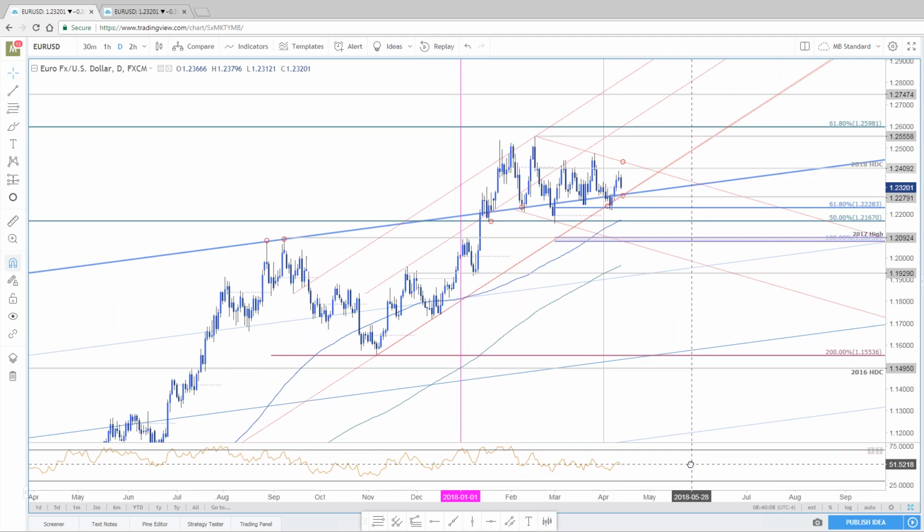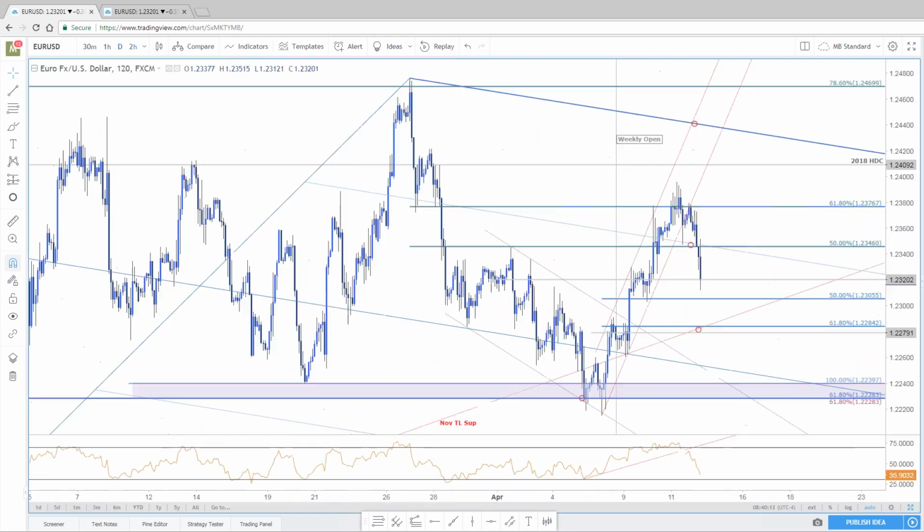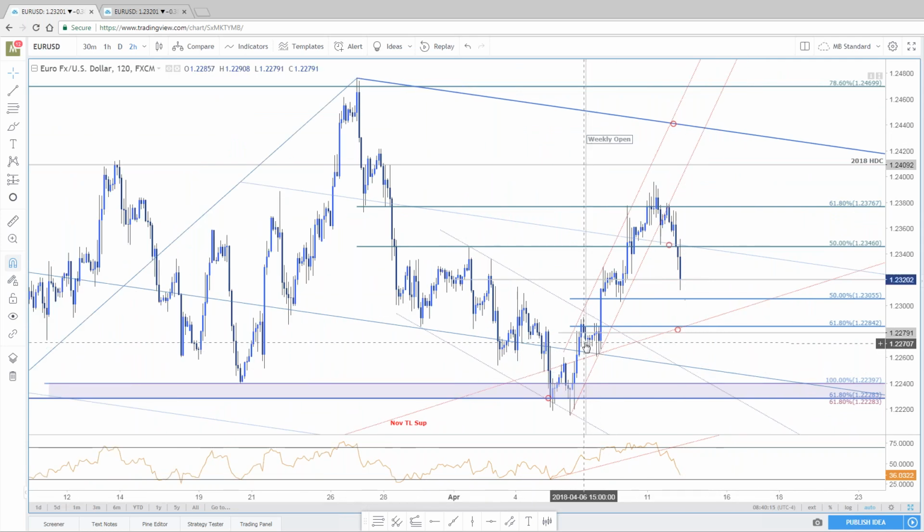Questions on euro? Here's the intraday chart. Here's your weekly open. There's the outside low day reversal close. The 618 of the near-term range turns out to be 2284. So 2284 and 2280, it's your confluence level. There's that November slope line that we were just talking about in the daily chart.